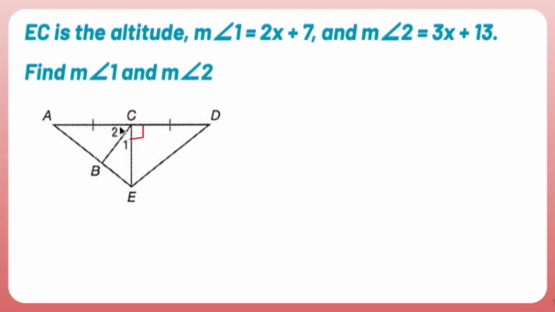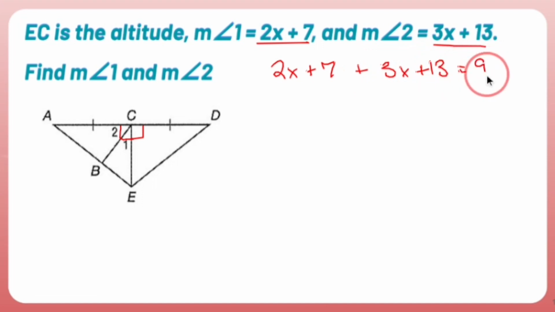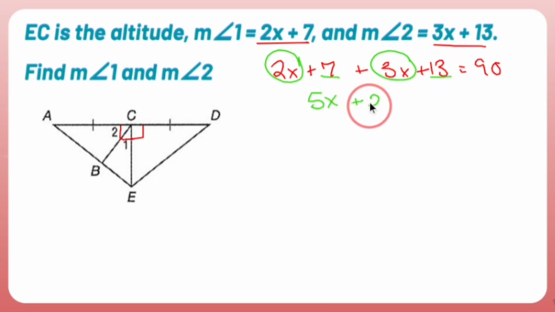And since this is a right angle, that implies this is a right angle, which implies that the measure of angle 1 plus the measure of angle 2 are 90 degrees when added together. They're complementary. So that's how we're going to set this up. The measure of angle 1 plus the measure of angle 2 equals 90. So 2x plus 7 plus 3x plus 13 equals 90. We'll combine the 2x and the 3x because they are like terms, which becomes 5x. Another nice round number, 7 and 13 make 20. And that equals 90.